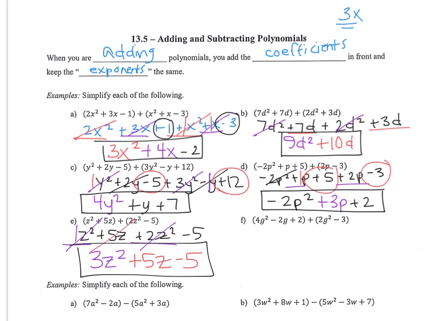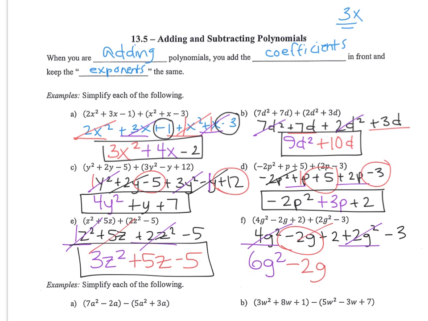And then the last one I'm going to write out, so I'm going to have 4g squared minus 2g plus 2 plus 2g squared minus 3. So I'm going to take my 4g squareds and 2g squareds and write 6g squareds and negative 2g, but then I have a 2 and a negative 3, so it's negative 1.